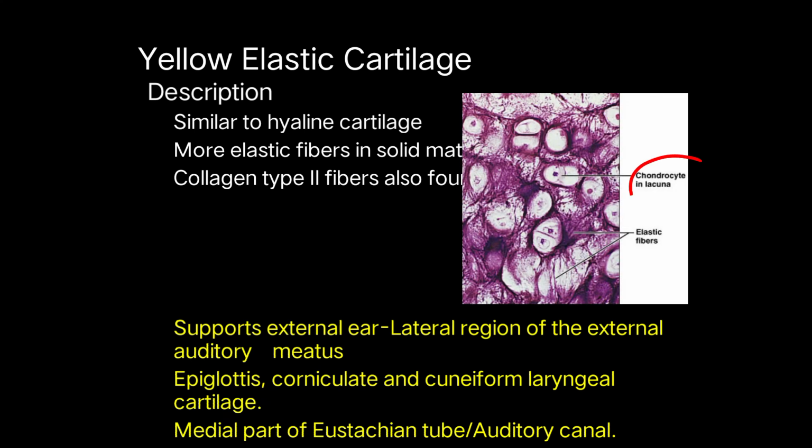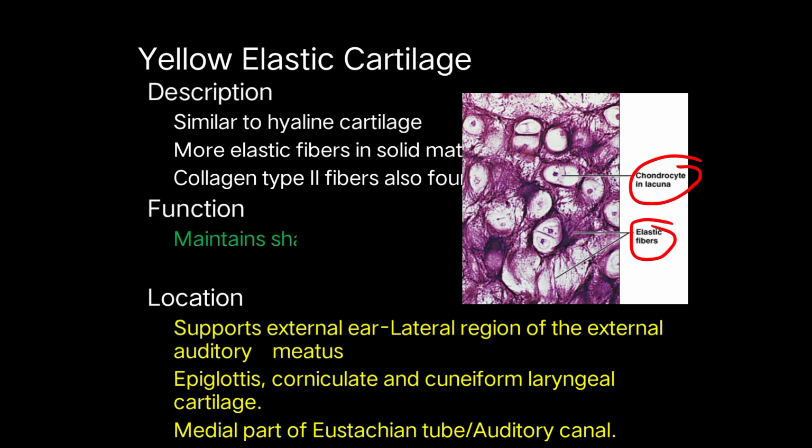So this is the chondrocyte in the lacuna. You can see here the elastic fibers are numerous and visible. Next point, collagen type 2 fibers are also found in this case, and the function is to maintain the shape of the structure; it allows great flexibility.